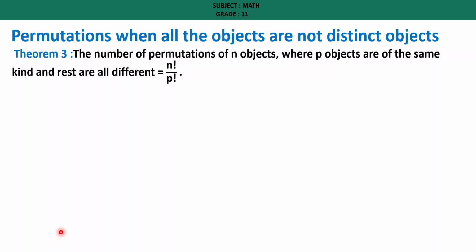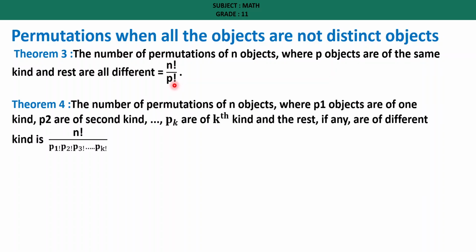Permutations when all the objects are not distinct. The number of permutations of n objects where p objects are of the same kind and the rest are different is equal to n factorial divided by p factorial.